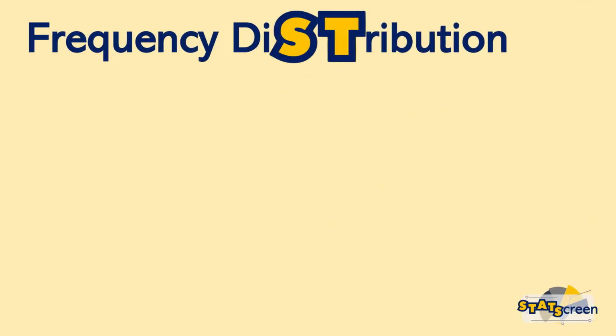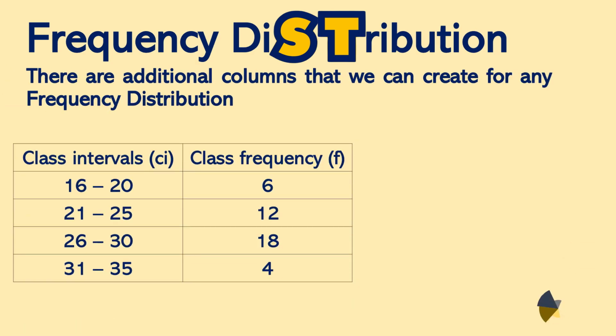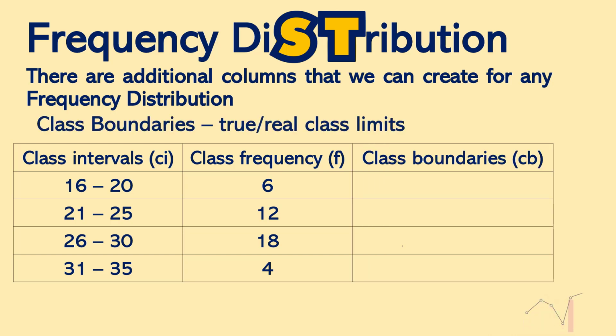This is still for frequency distribution. There are additional columns that we can create for any frequency distribution. For this, let's consider the simple frequency distribution given below. The first column that we could add is what we call the column for class boundaries.